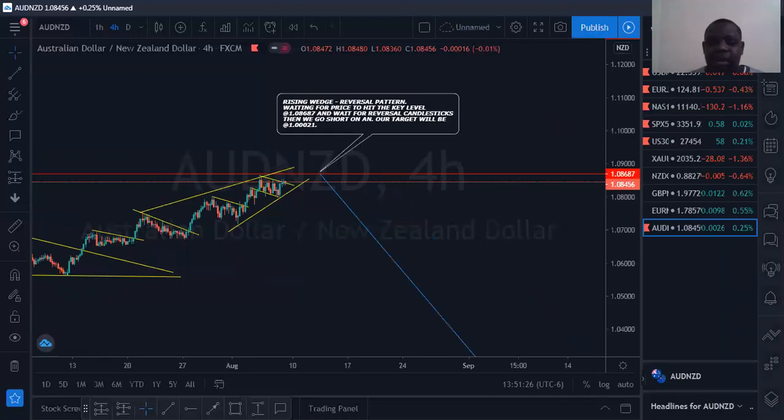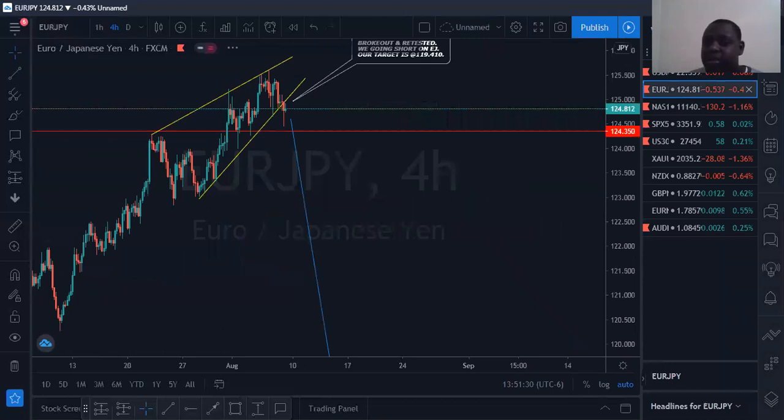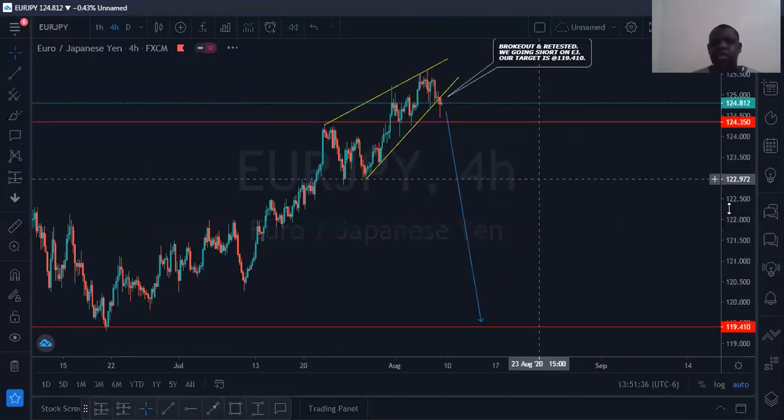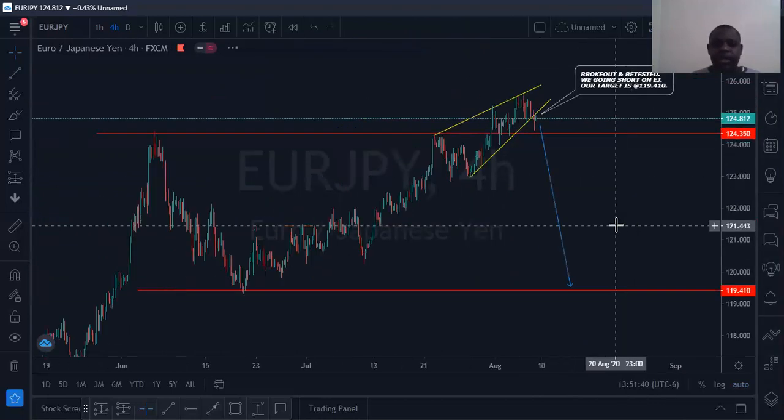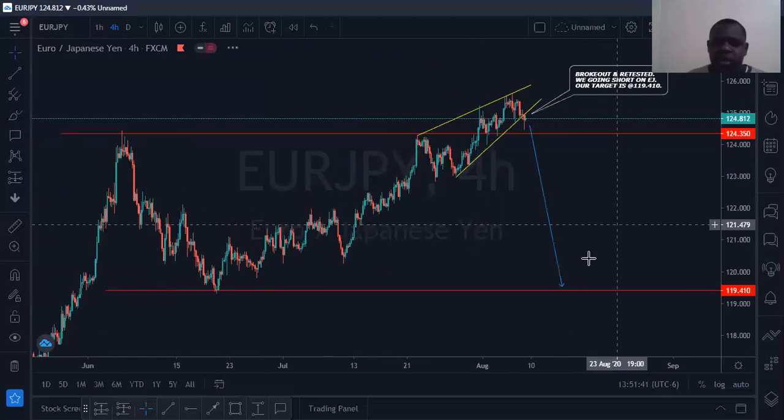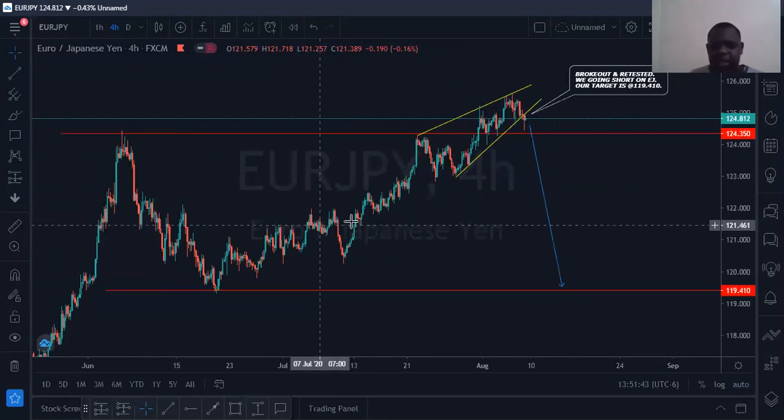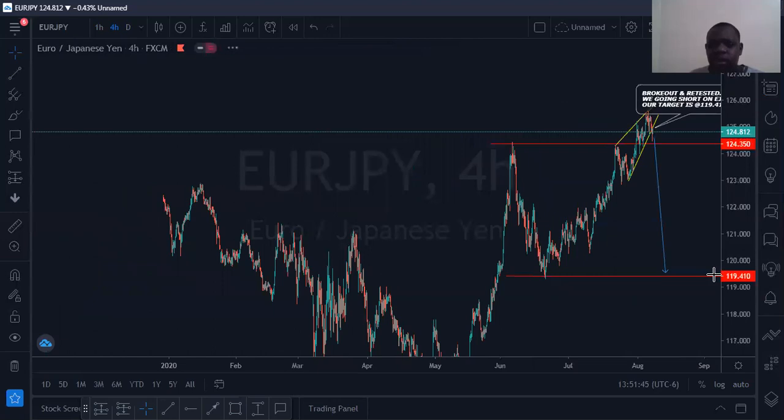So guys, that was AUDNZD. We're now moving to EURJPY. These are the things that I've analyzed, the top 3 pairs that I've analyzed with my community. So guys, going forward into JPY, we're looking at EURJPY.